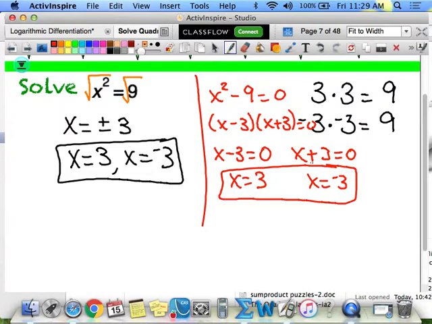Which method's faster? This one. Does that mean you have to do it that way? No. Some people really like to use difference of squares, and that's okay. So far, so good.